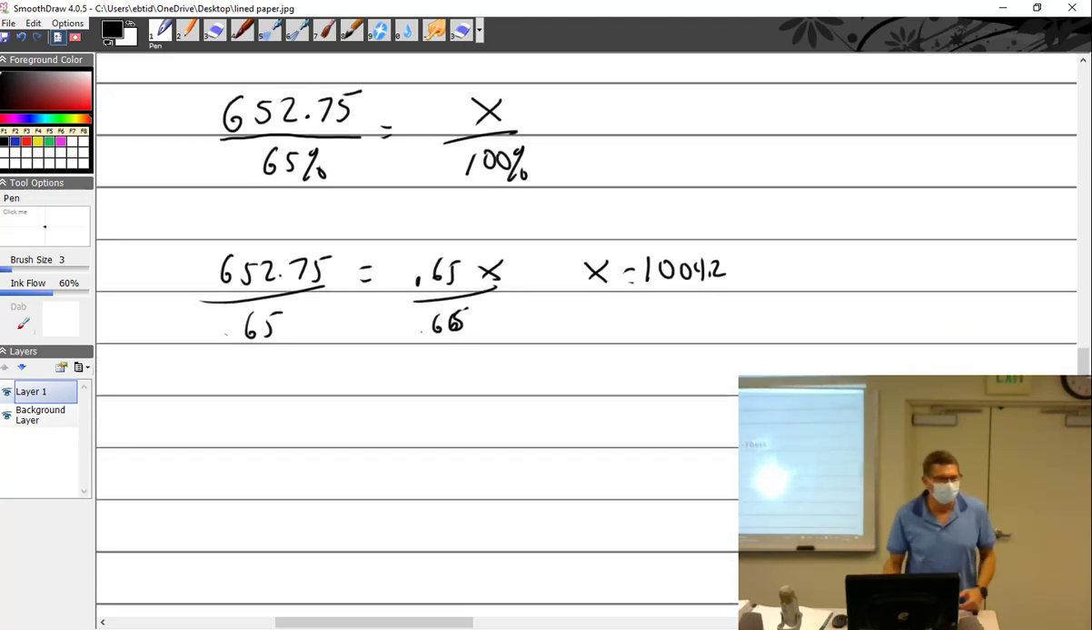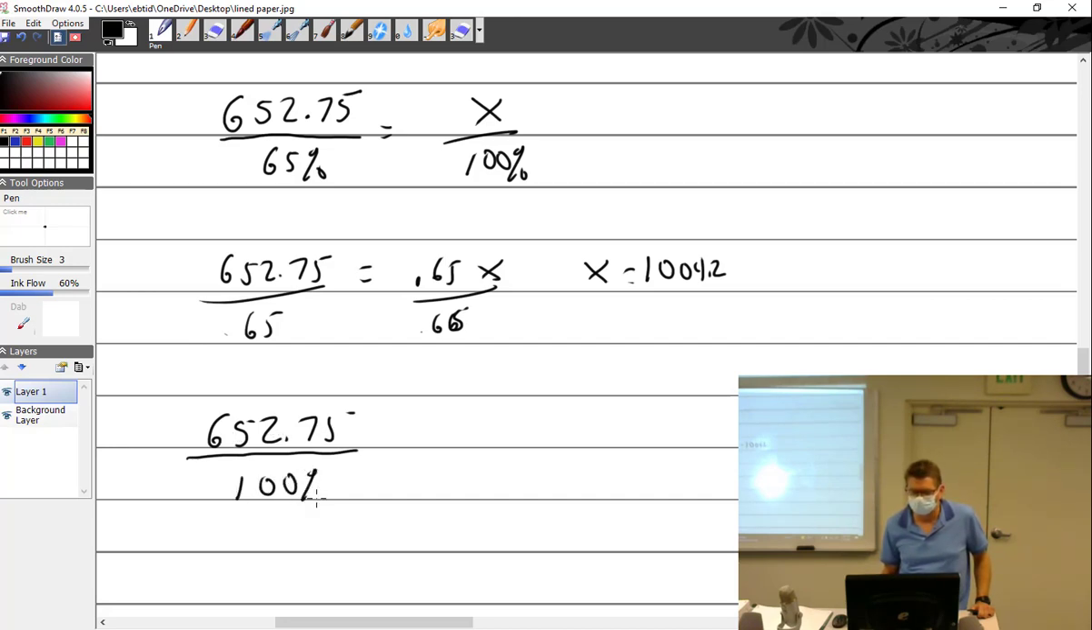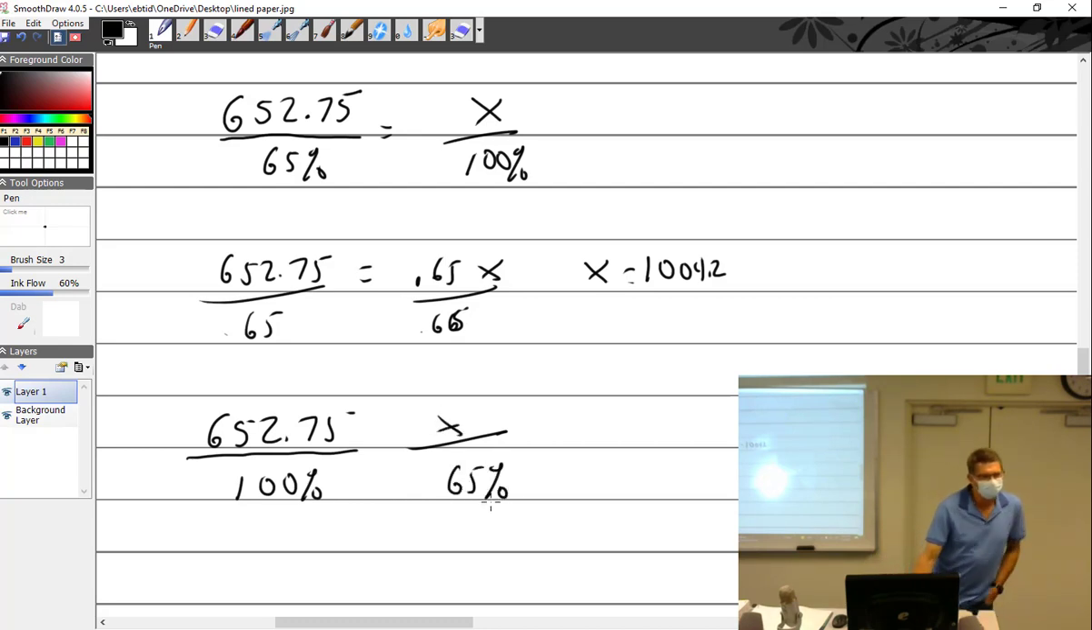So let's just say we don't know. All right, and we'll go. Well, what do we know? We know it's 652.75, and we know it's 65% efficient. So we could set it up and say, well, if this 652.75 is 100%, what is 65%? Now, does that sound right to you?